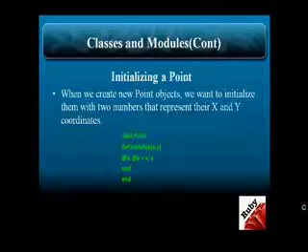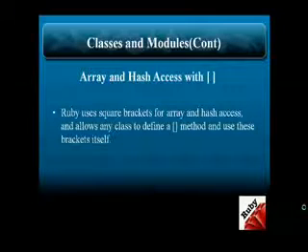Now we're going to look at array and hash access with square brackets. Ruby uses square brackets for array and hash accesses. It allows any class to define a method and use these brackets itself. Let's define a method for our class to allow point objects to be treated as read-only arrays of 2 elements or as read-only hashes with keys x and y.